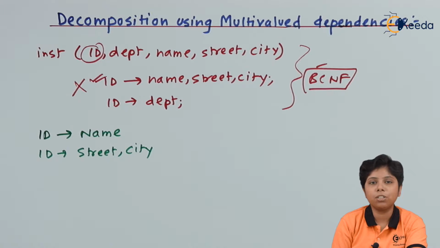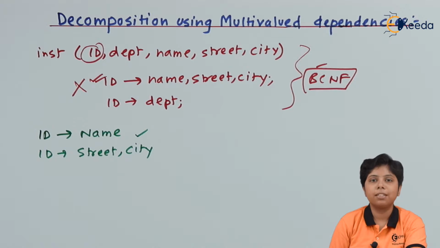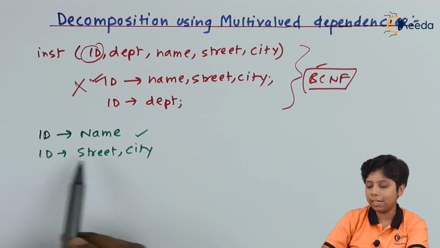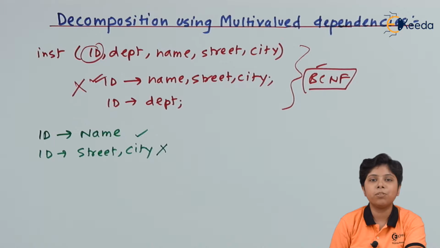As an instructor can have only one name in the university, ID determines name. The dependency is preserved and also satisfies the decomposition algorithm of BCNF. Now ID defining street and city is not present there, because we know that an instructor can have more than one address. So we no longer wish to preserve this dependency.